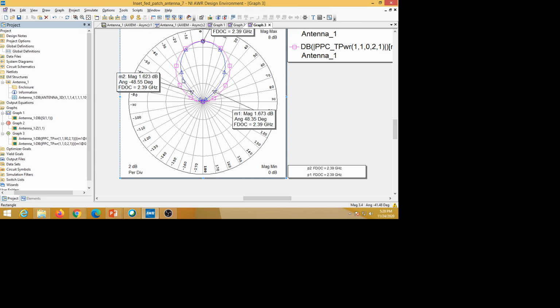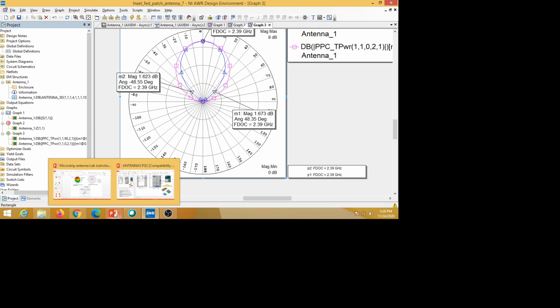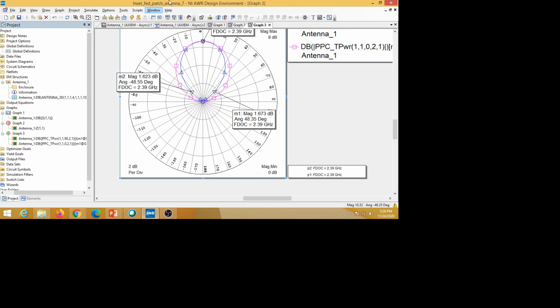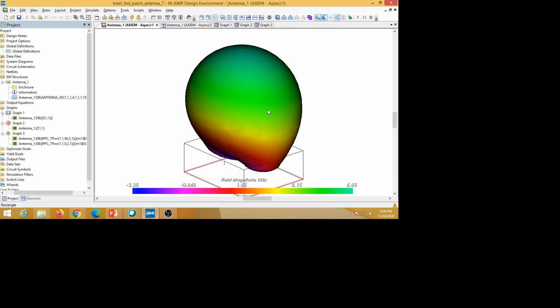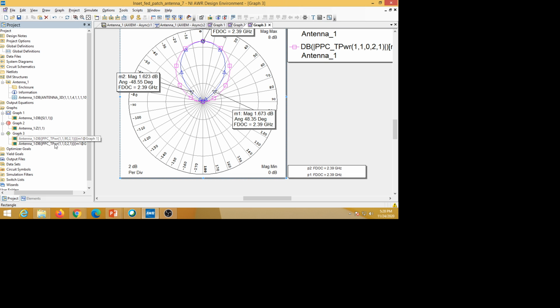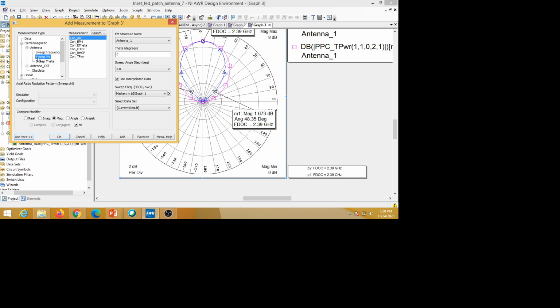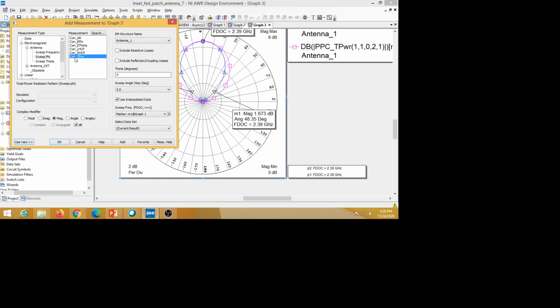You can find out the beam width for each of these, and you can also draw the horizontal cross section. If you take a horizontal cross section, it means phi is varied and theta remains constant. So we will add that graph also here. What we have to do here is a phi sweep, and we have to include losses.